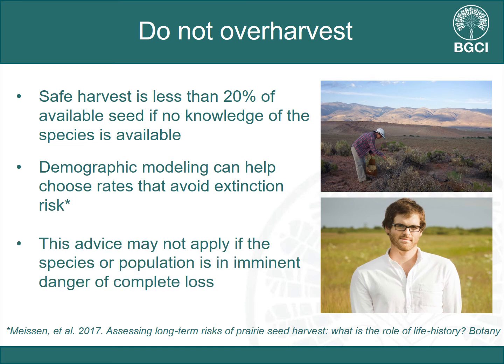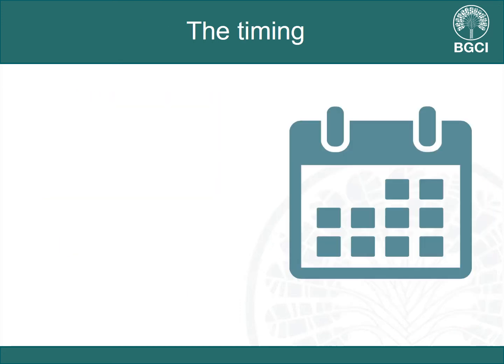In some cases, however, if the species is in imminent danger of being lost in the very near term, such as on an eroding cliff, you may wish to take all available seed. Of course, timing the collection so that the seed is at its most ripe is very important to ensure high germination rates. Seed that is underripe may not germinate at all.